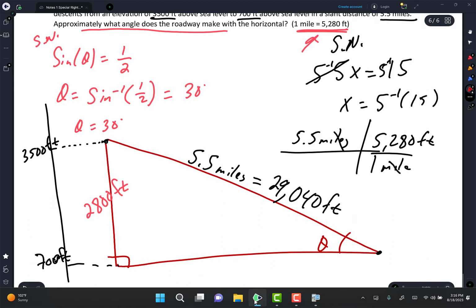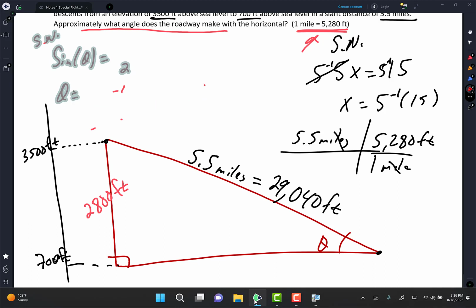Finally. With respect to that angle, is that 2,800 feet opposite, adjacent, or hypotenuse? What about the 29,040? Hypotenuse. Which one uses opposite over hypotenuse? Sine, cosine, or tangent, right? So it's sine.